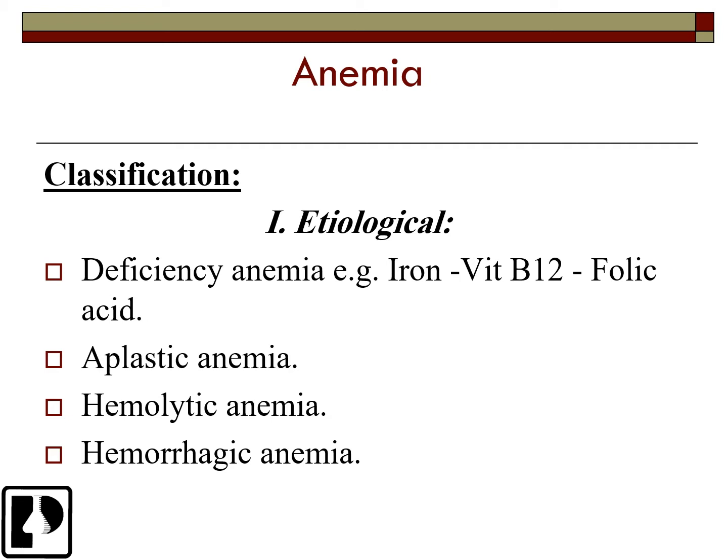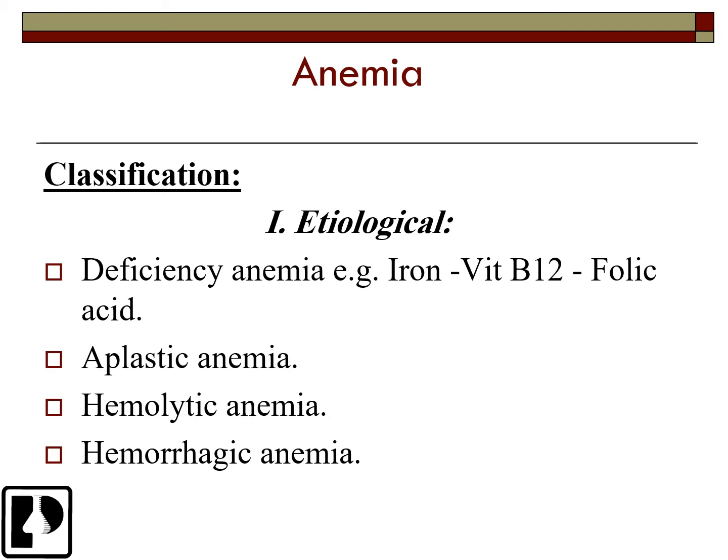Anemia is classified according to etiology. This is the first classification. First of all, deficiency of components which are very important as raw material to synthesize the RBCs: iron, vitamin B12, folic acid.